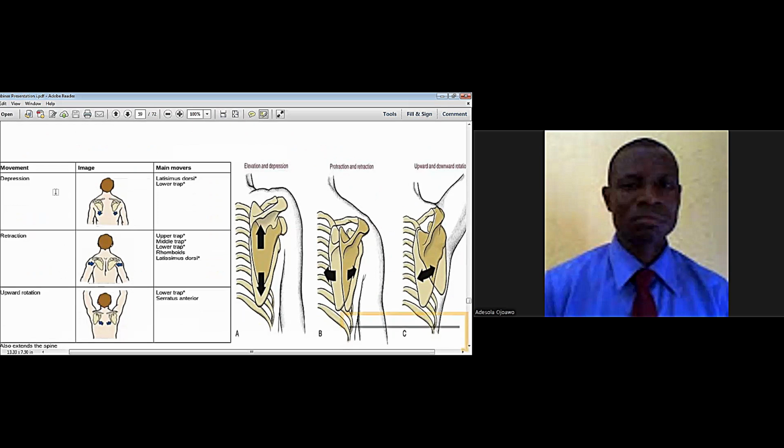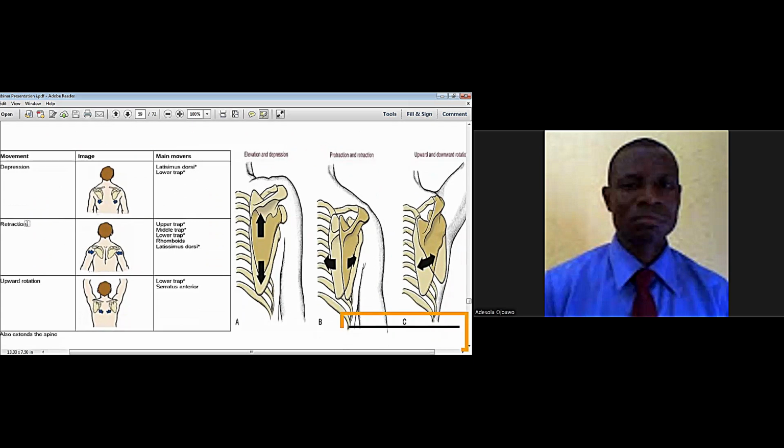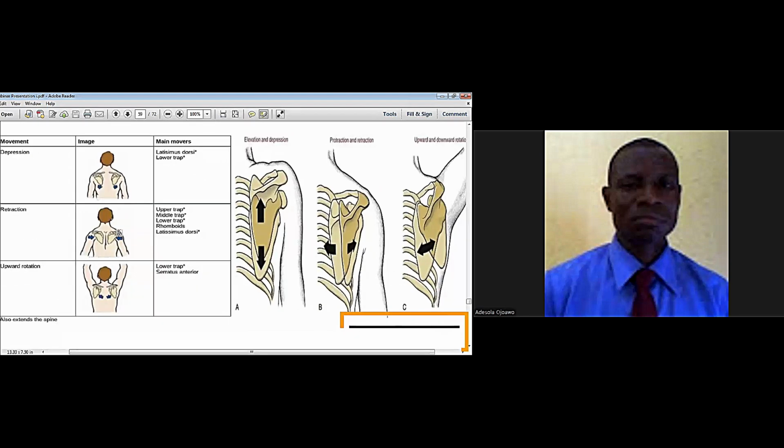Yeah, we have depression. Which are the muscles assisting that? We have latissimus dorsi, we have lower trapezius. We have retraction, and we know what retraction is, when the shoulder is trying to move back. We have upper trapezius, middle trapezius, lower trapezius, rhomboid muscles, and latissimus dorsi. So for the retraction, those are the muscles.